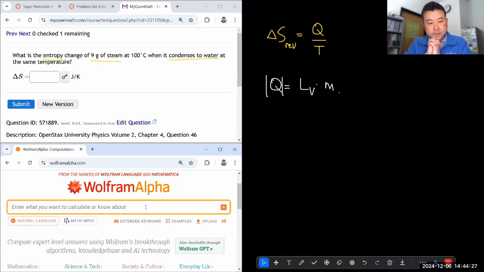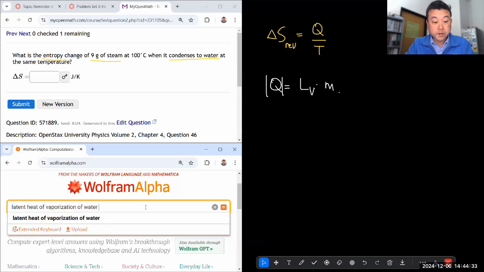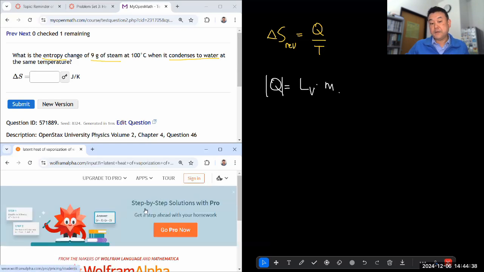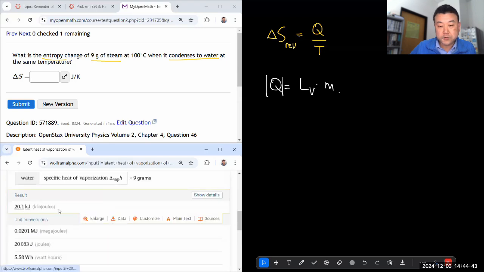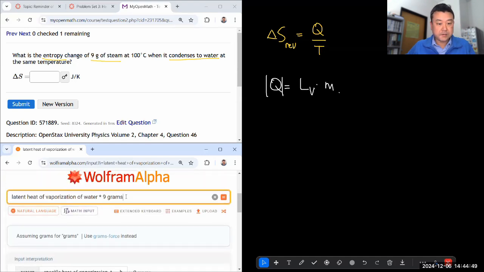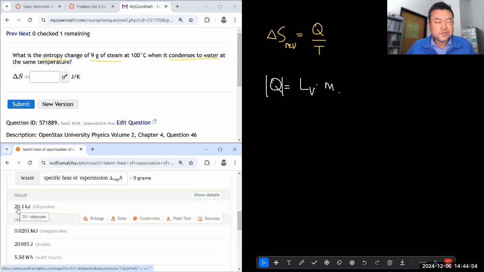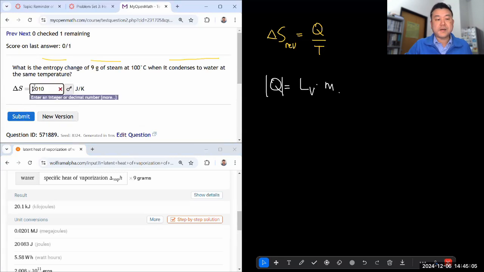Wonder if I can do this in Wolfram Alpha. Latent heat of vaporization of water times the amount of steam, 9 grams. If Wolfram Alpha can do it, then great. 20.1 kilojoules. And it's happening at 100 degrees C, so we divide by that. I guess I can just do that in my head. It's going to be 2.01 kilojoules per Kelvin, or 2010 joules per Kelvin. Oops, there's a minus sign there.